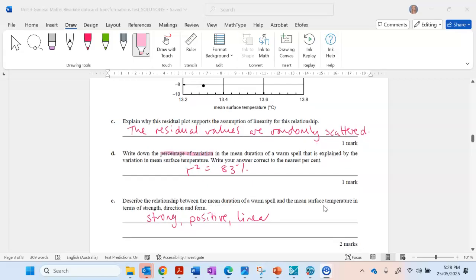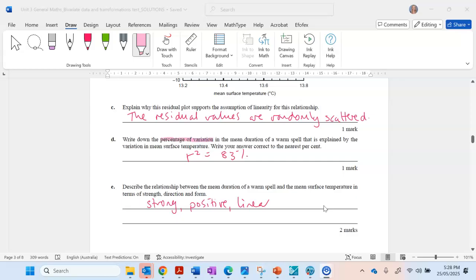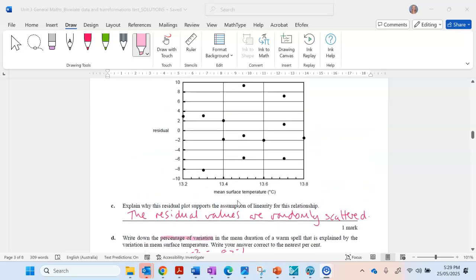And we don't have to put things in sentences. So you can see with E, it's asking for strength, direction, and form. You just need to put those three words: strong, positive, linear. They don't even have to be in the same order that it is in the question. However, what students did wrong with this is they looked at the scatter plot.